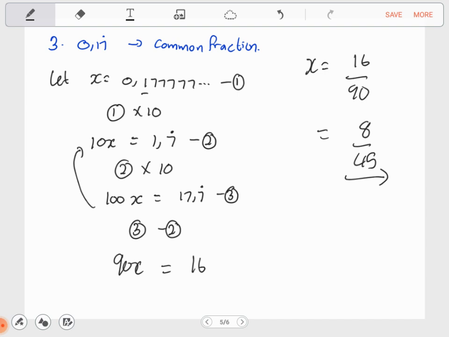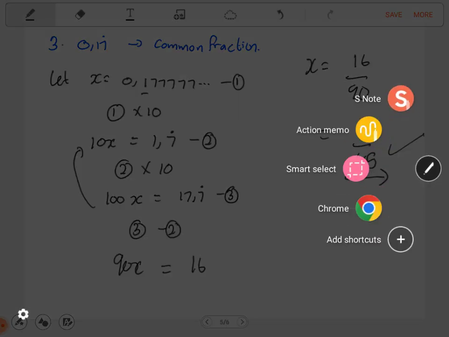You can always double check your answer for this question. So if you go to your calculator and you type in 0.1 and put 7 a bunch of times, add as many as you can. When you press equals, it gives you a decimal. Just press SD and it does give us the answer of 8 over 45. So I know this answer is correct.